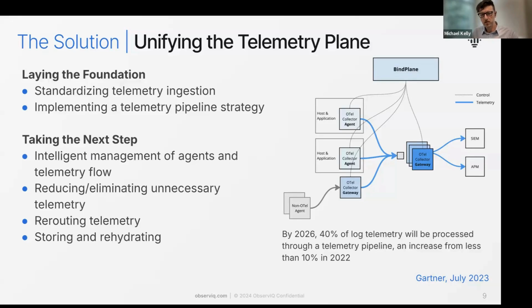If you have this in place, you can also start to reduce or eliminate any unnecessary telemetry. So you can simply filter it out. You can reroute that telemetry to different destinations, including low-cost storage. And you can even store that off to low-cost storage. And then if you do need it in the future, you can rehydrate back into your SIEM or your APM. So all of those together really get you pretty far in reducing and optimizing your telemetry plane and reducing costs, both associated with total telemetry volume and also complexity of managing that environment.